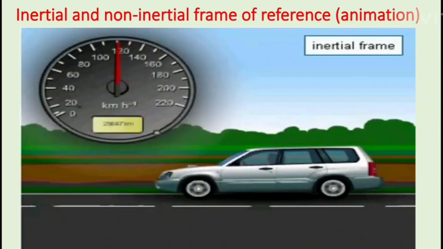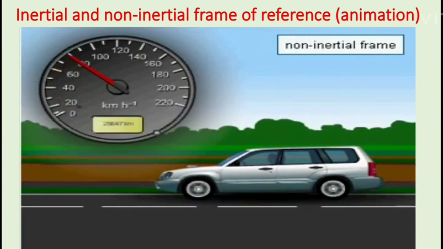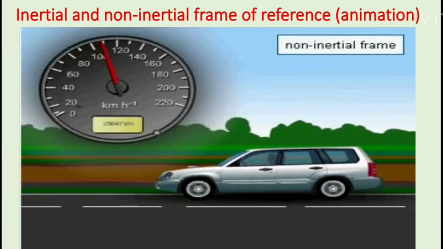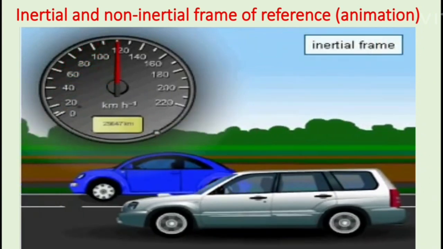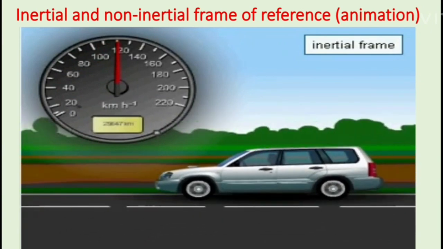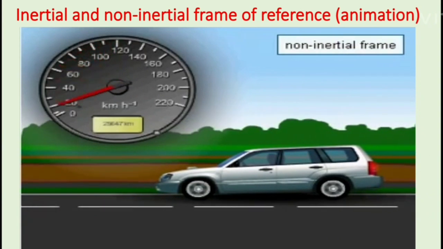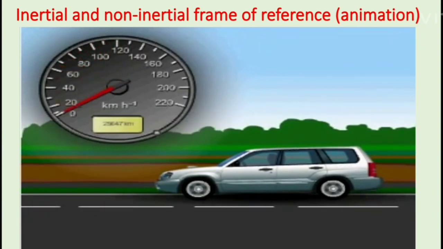Hence, inertial and non-inertial frames of reference in animation are explained as follows. Frames of reference which are stationary or which move in uniform rectilinear motion are called inertial frames. Others are referred to as non-inertial frames. A non-inertial frame may also be defined as one in which there are forces of inertia.